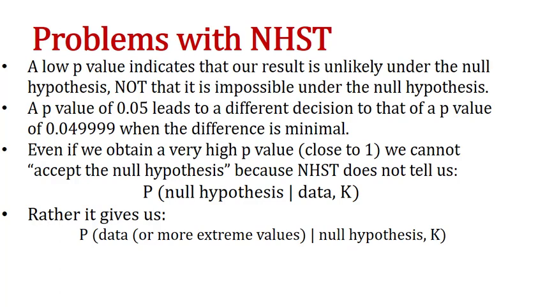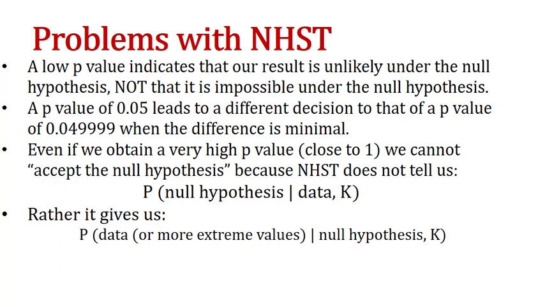One of these is that a low p-value indicates that our result is unlikely under the null hypothesis, not that it is impossible under the null hypothesis. And you may think that, well, if the p-value is very small, obviously it's not impossible, but is it not enough that it is unlikely? Well, the problem here is that we never test the alternative hypothesis, because the alternative hypothesis may be even more unlikely than the null hypothesis. But we don't test it.